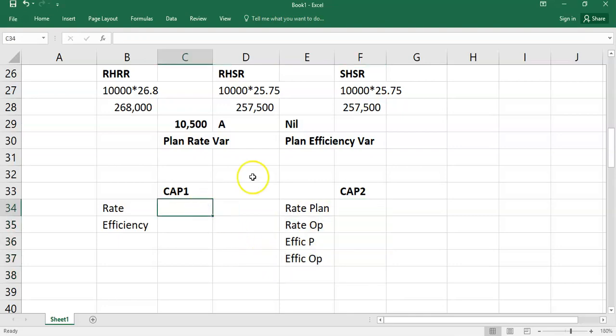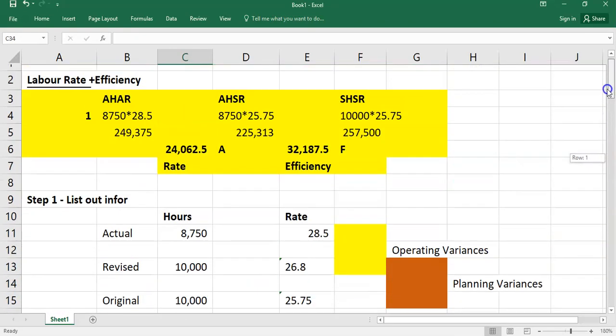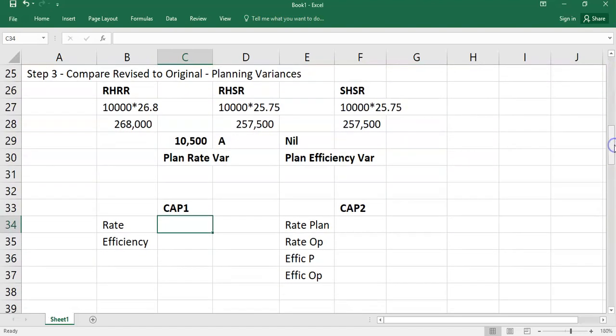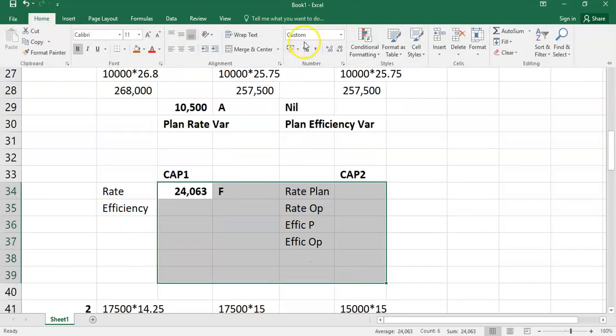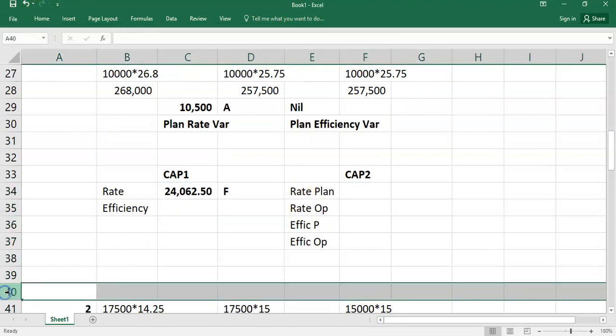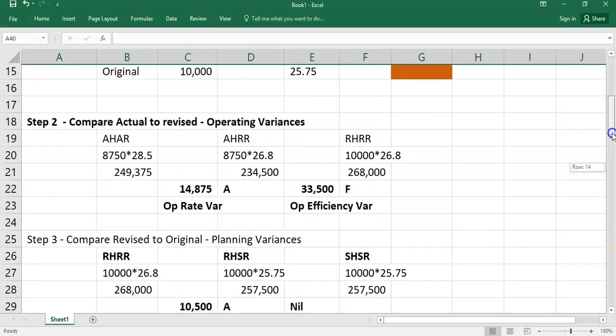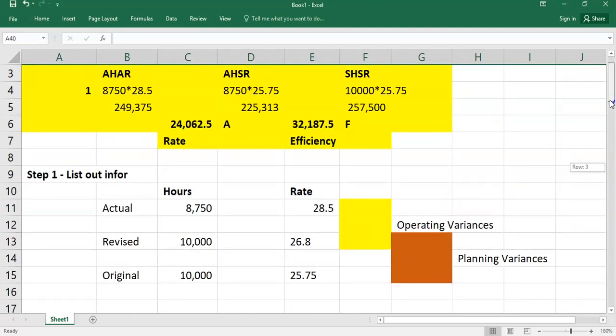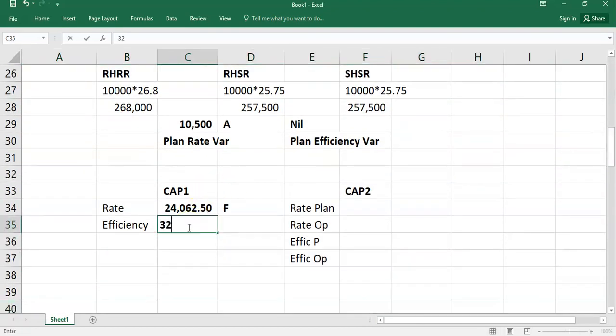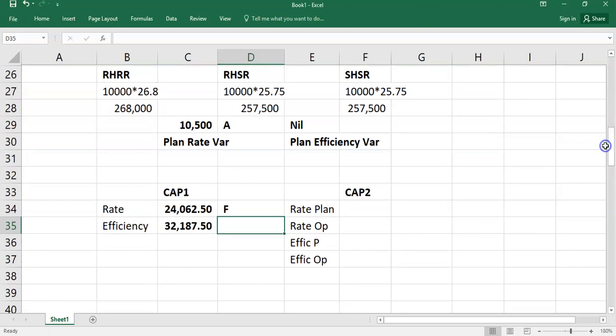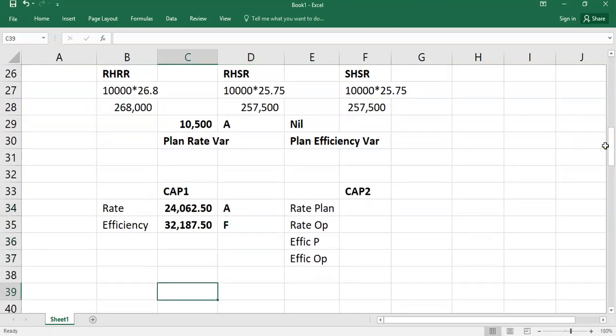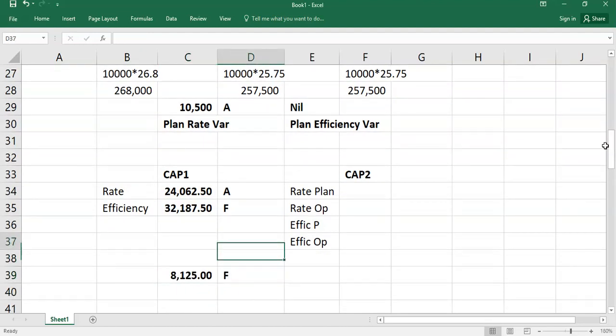So the CAP 1 rate and efficiency, if we go back up, 24,062.5, and that was favourable. Just make sure that they're all to 1 decimal. And the efficiency was 32,187.5. And that was favourable. So that was adverse, that was favourable. So your net variance there was a favourable variance of 812.5.